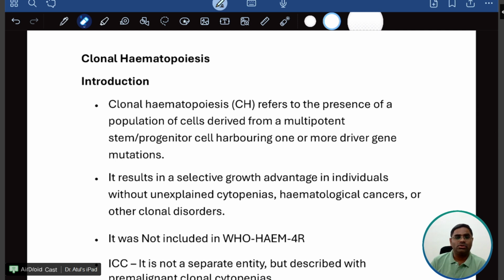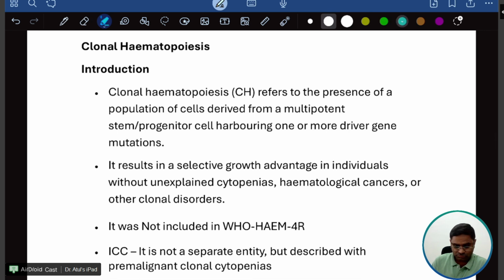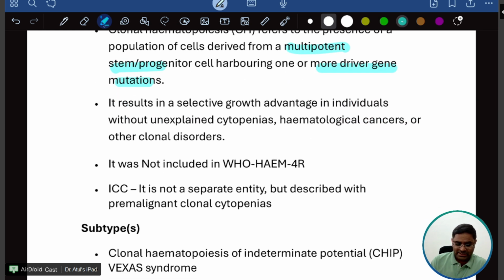The first heading is clonal hematopoiesis. Clonal hematopoiesis refers to the presence of a population of cells derived from a multipotent stem cell or a progenitor cell harboring one or more driver gene mutations. Now, what are these mutations? There is a huge table given in WHO. It is not possible to remember all of these at a PG level, so I have selected a few important genes. I will mention them in the criteria part. The next important point is it results in a selective growth advantage in individuals without unexplained cytopenia. I have already mentioned what the negative findings are.